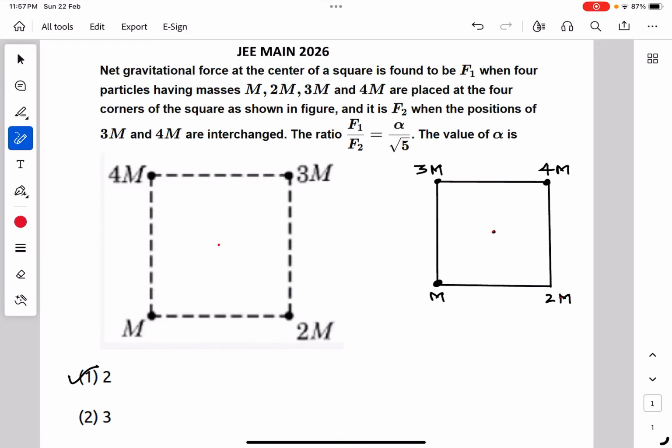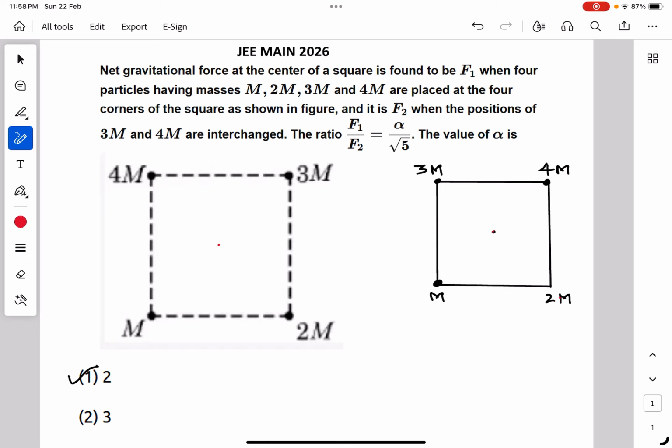Hi students, let's take up a question from JEE Main 2026. Net gravitational force at the center of a square is found to be F1 when four particles having masses m, 2m, 3m and 4m are placed at the four corners of the square as shown in the figure, and it is F2 when the positions of 3m and 4m are interchanged. The ratio F1 upon F2 is alpha upon root 5. The value of alpha is.